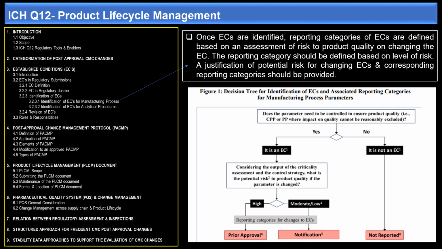So if we look at the decision tree, the first question for identifying the impact is: does the parameter need to be controlled to ensure the product quality? If the answer is no, then it is not an EC and it is not reported. But if the answer to this question is yes, then it is an established condition. However, we come to the second question for defining the category, that is, considering the output of criticality assessment, what is the potential risk to the product quality if the parameter is changed? If the answer is a high risk, then it needs a prior approval for this change, and if it is a moderate or a low risk, then there's just notification.